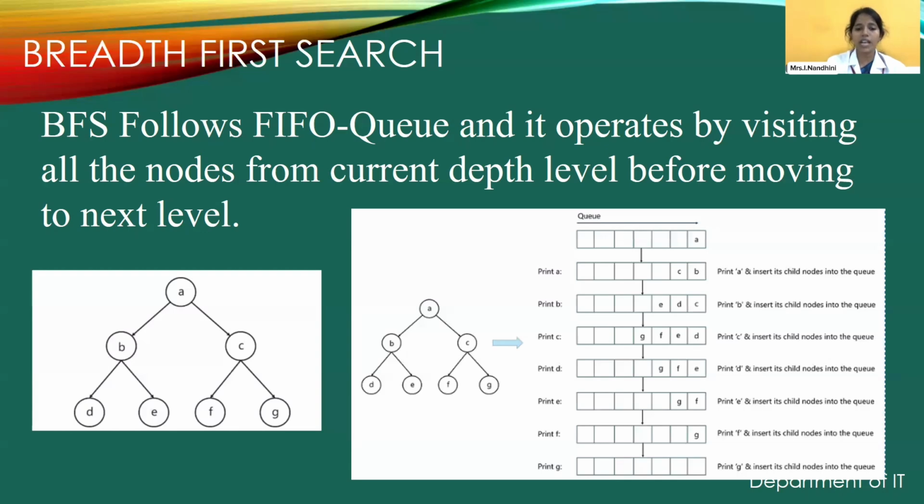In this traversal, first A traverses to B, then B traverses to C, which is the current depth level of B. Then C traverses to D, then to E, then to F, then to G. Finally, G is our target goal. Once we reach the target goal, it will quit the entire problem. So this is the breadth first search algorithm.